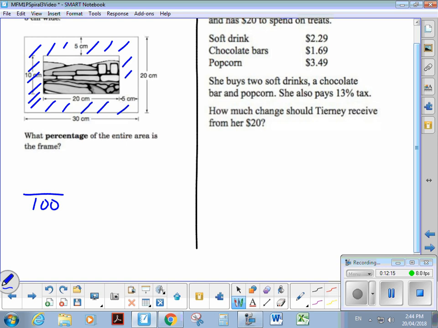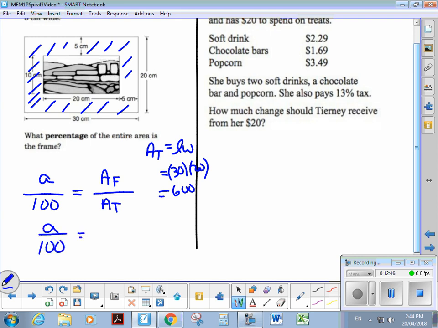So the entire area is going to be our unknown. On the bottom, it's the entire area. So area total, and then we have area of the frame. So area total off to the side here. Well, this is just a rectangle, so it's length times width. So length times width, we have 30 times 20, so that gives us 600. So we know that our denominator, 100% of the area, is 600. Now we have to find the area of the frame.